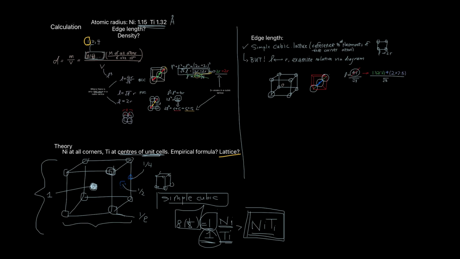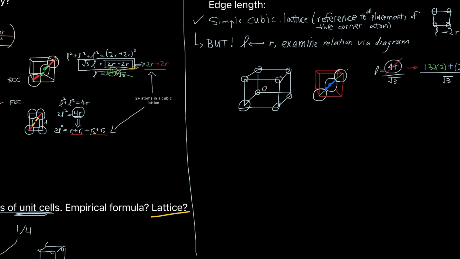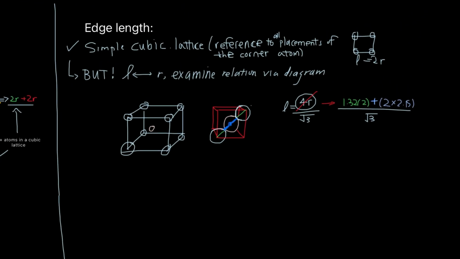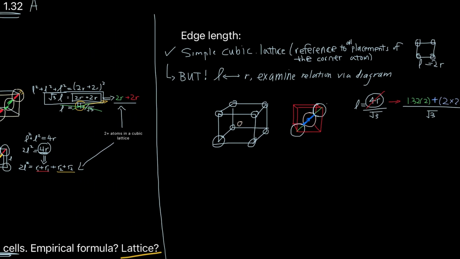So even though this is a simple cubic lattice, because that's what all the corner atoms are telling us, all the corner atoms, all the nickel is only at the corner. There is no nickel on the faces and there is no nickel in the center. So this is a simple cubic lattice. But for edge length, we would not simply use L equals 2R.